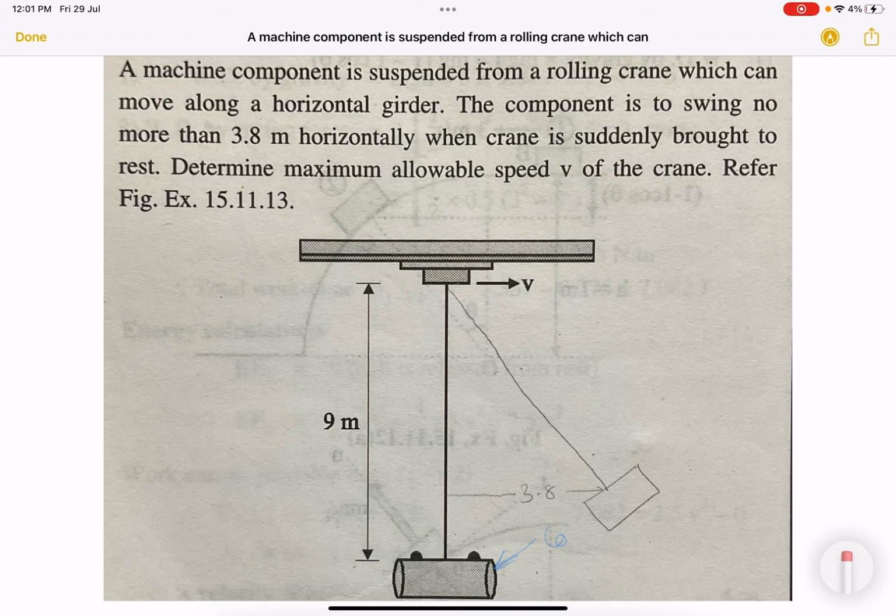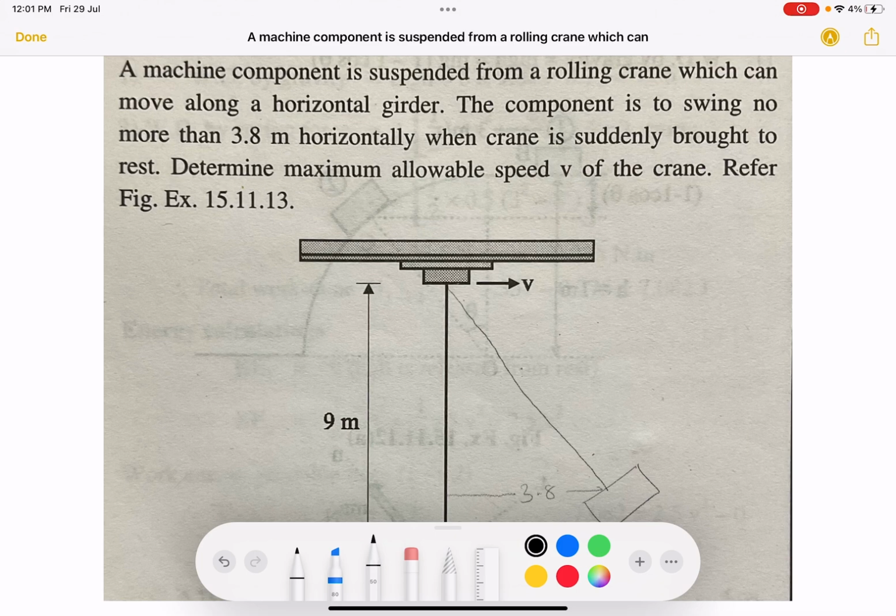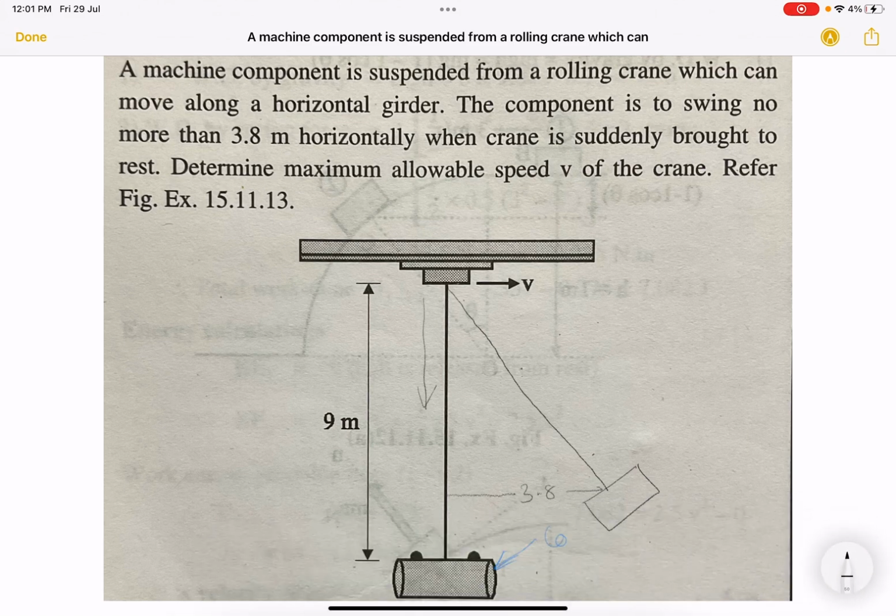The length of the component is 9 meters, right? And now when it is moving towards the right, this is also 9 meters. So basically the position of the component is this: we can say this is position 1 and this is position 2. What you are asked is to find the velocity of the crane, which is also the velocity of the component at position 1. So v is the velocity of the crane and the velocity of the component.